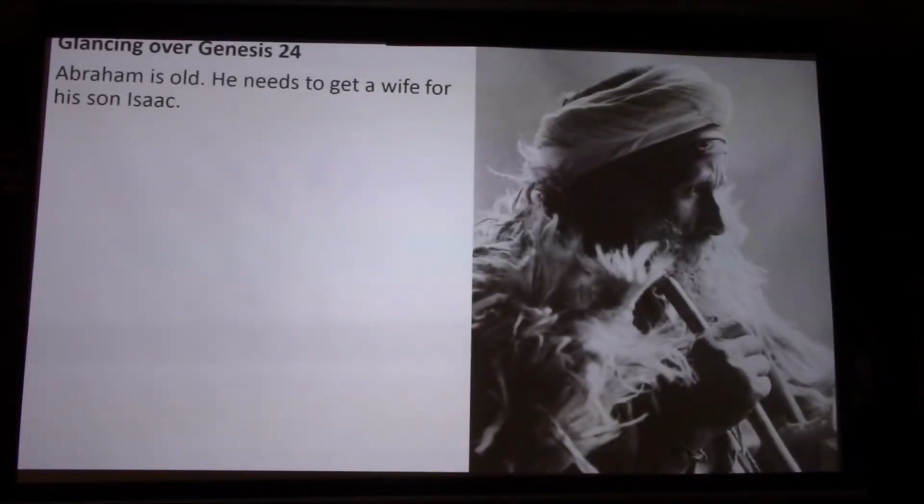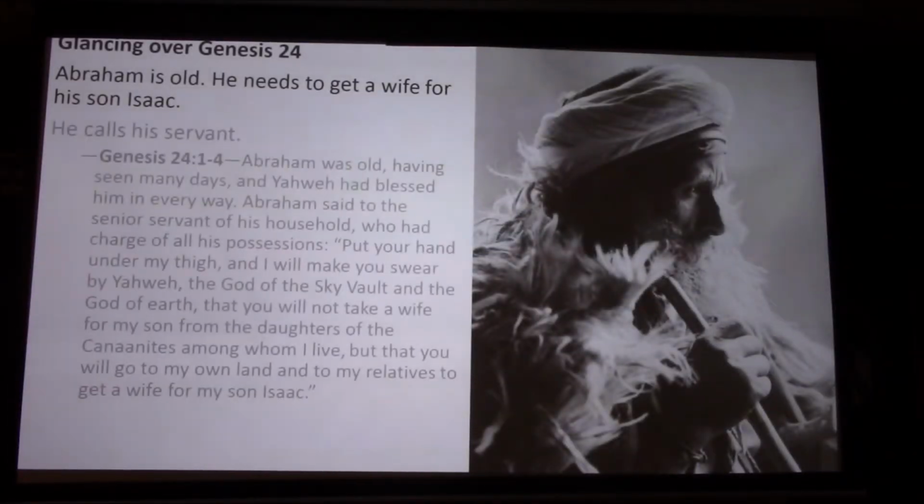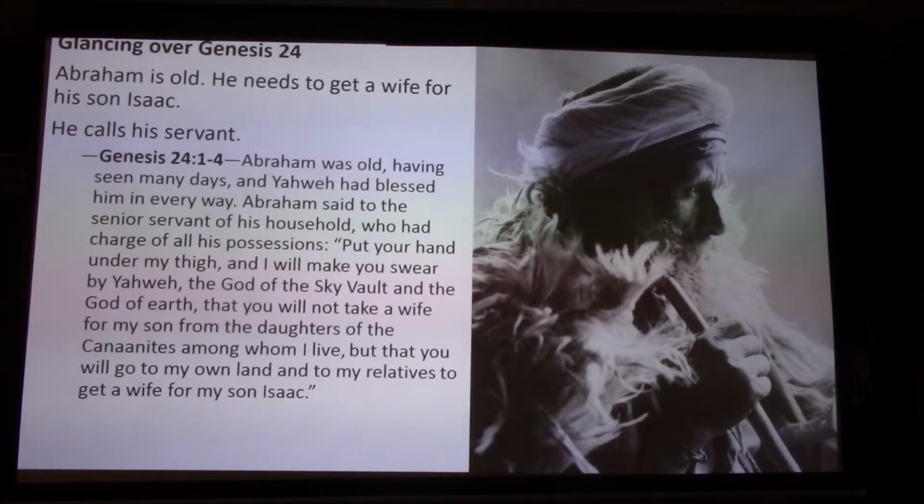Okay, so glancing over Genesis chapter 24, Abraham is old. He needs to get a wife for his son Isaac. He calls in his servant, Genesis chapter 24, 1-4. And he says to him, "Put your hand under my thigh, and I will make you swear by Yahweh, the God of sky vault, the God of earth."